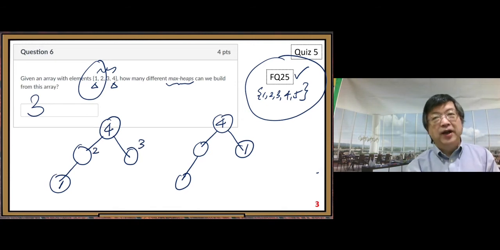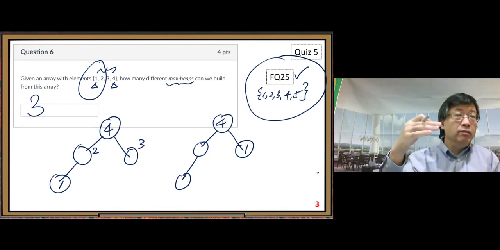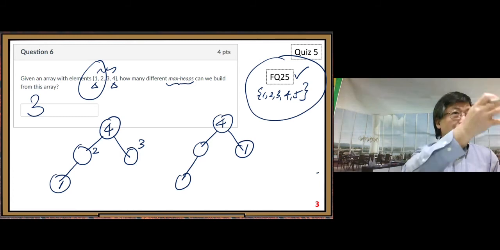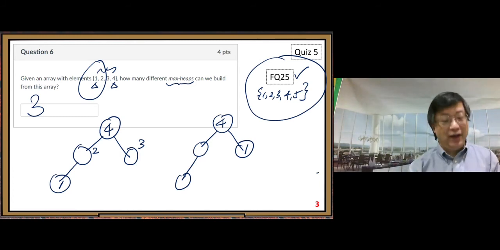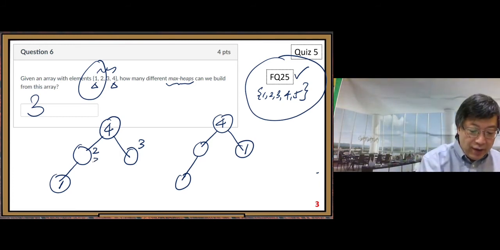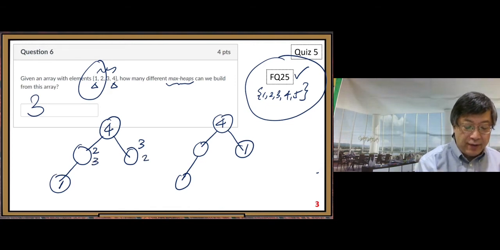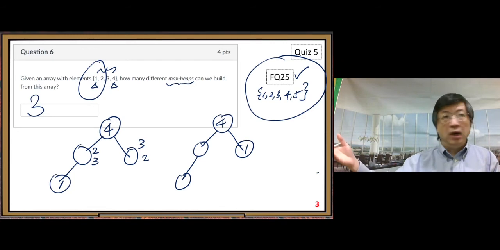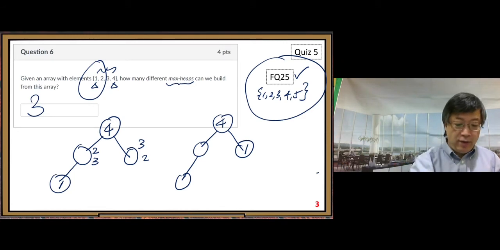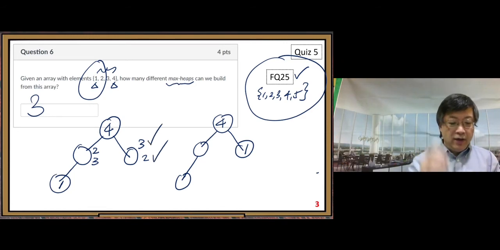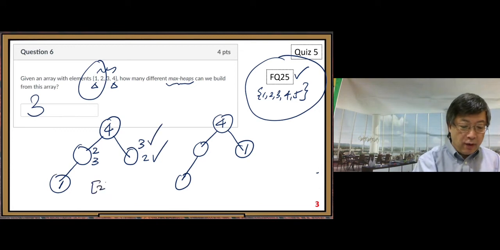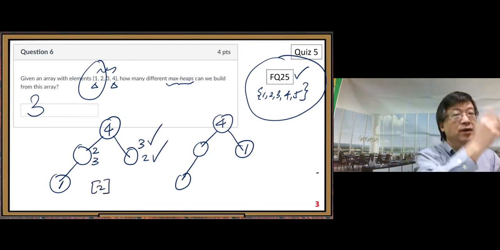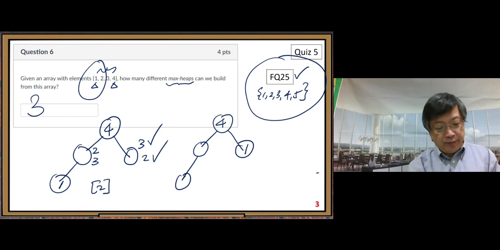If we check the max heap property, no violation, right? 2, 3, no violation. Okay. Can we put 3 here, 2 there? Another way, no violation, right? Then both are okay, so we have 2 possibilities. So we put the 2 there.